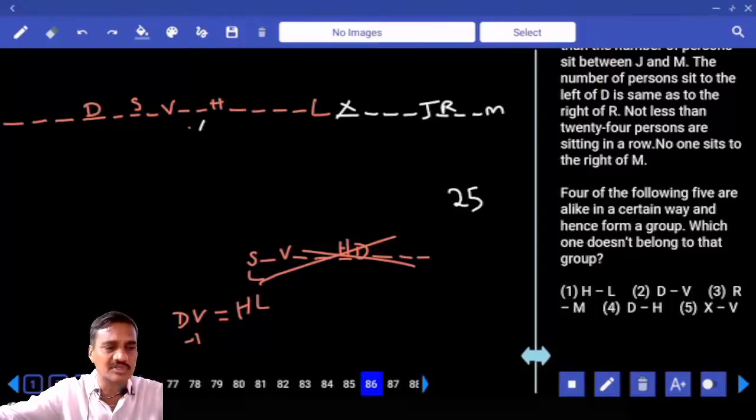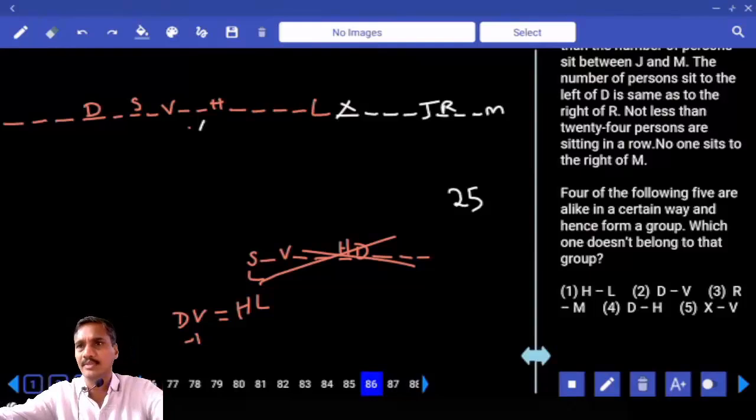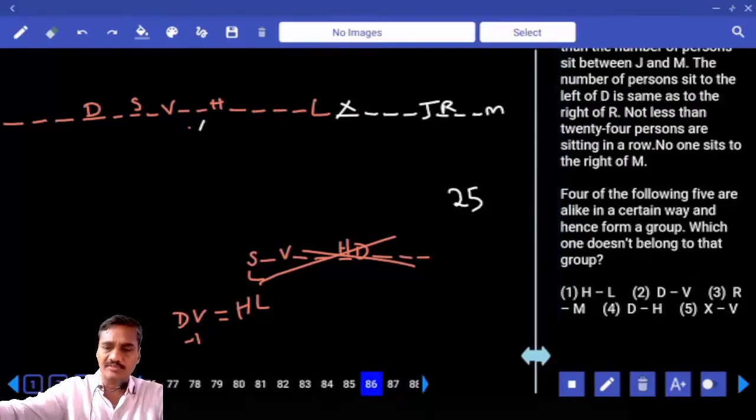Then we need to check the position. Now L is to the right of H or not? Yes. And V is to the right of D? Yes. And M is to the right of R? Yes. And H is to the right of D? H is to the right of D. And next one, V is to the right of X? V is to the left of X. Hence, what is your answer? Choice 5 is the answer. Clear? Hence, except in choice 5. And in the remaining choices, the second person is to the right hand side of the first person.